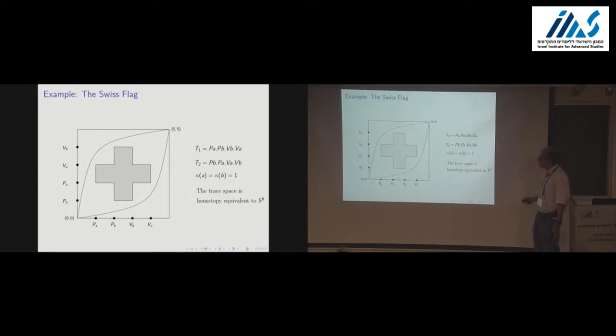And here in the trace space, we are allowed to go either on the right or on the left. And the trace space is very simple. It's just homotopy equivalent to S0. Just two things that you can do.